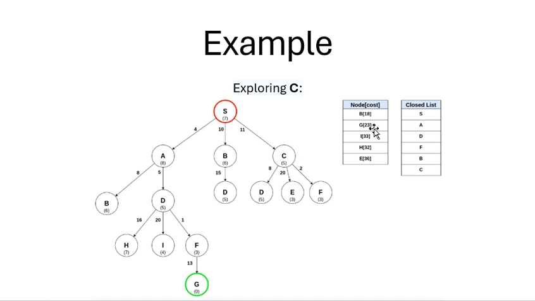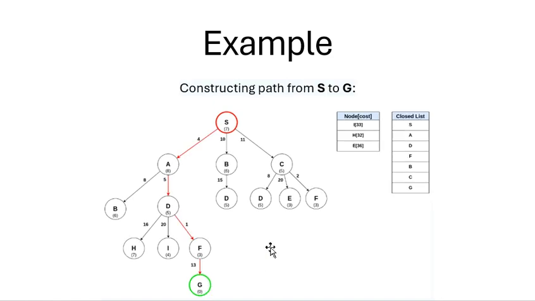Now we have the calculated cost of starting from S to our destination point G. Constructing the path from S to G, the shortest path is S to A to D to F and to G. This is our shortest path that is calculated. In this case, it is from S to A to D to F to G. This way you can find the shortest path using the A star algorithm.